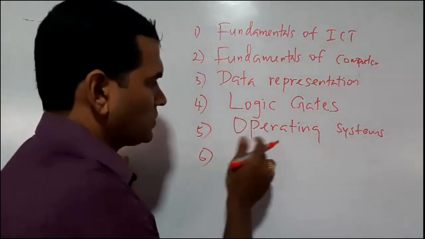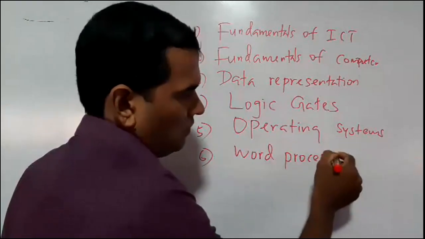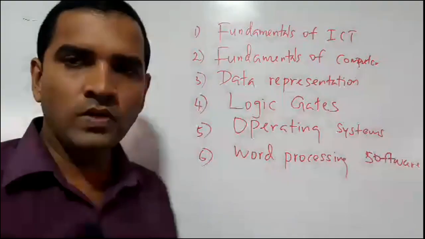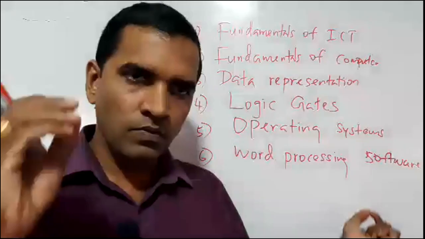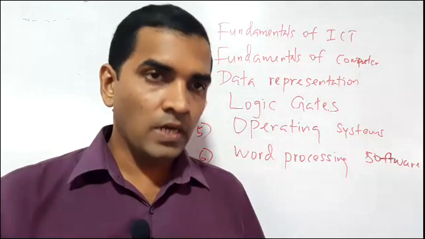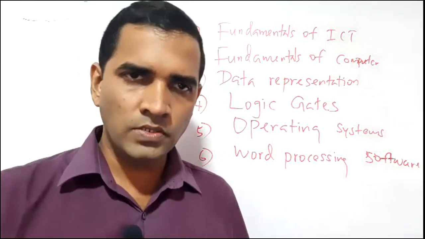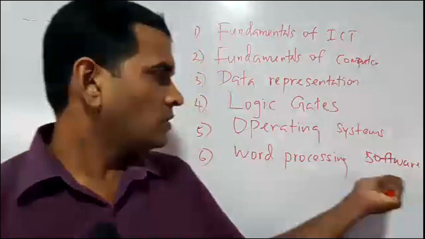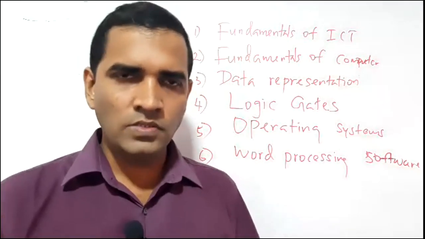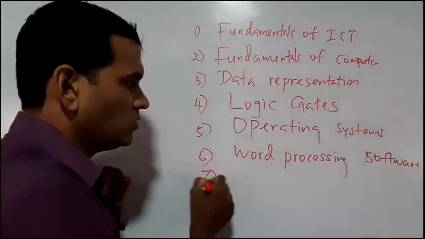Then unit number 6 is word processing software. It's a kind of program or software, like now you're participating in this class through the Zoom application. That Zoom application is a kind of program, a kind of software. This is also similar. But the Zoom application is for conducting video conferencing. This is for different purposes. We will take the other things later. This is unit number 6.